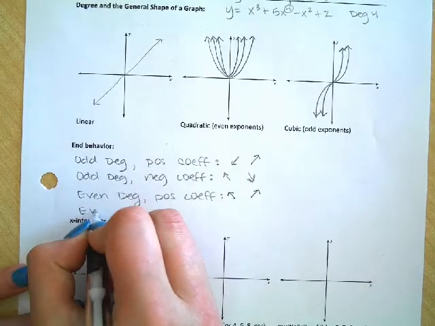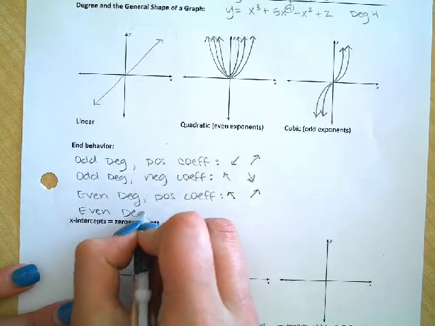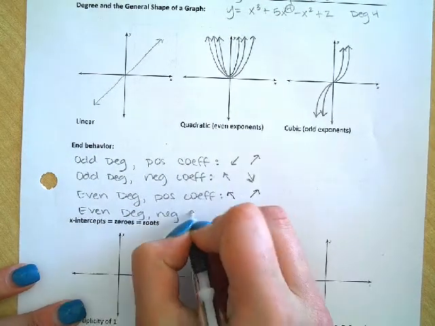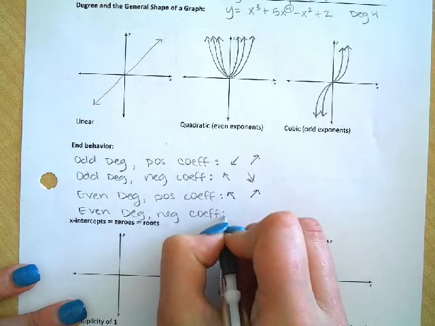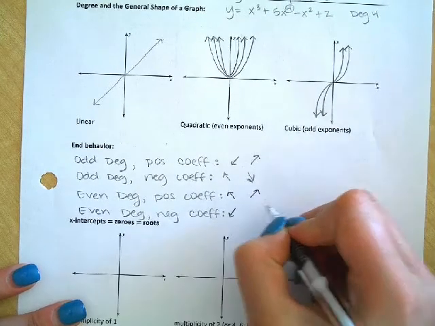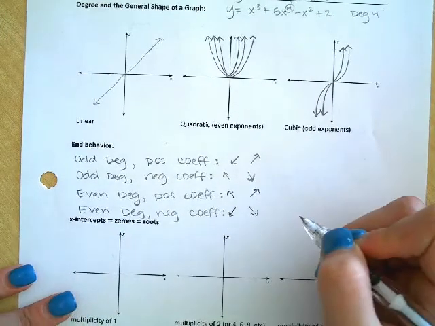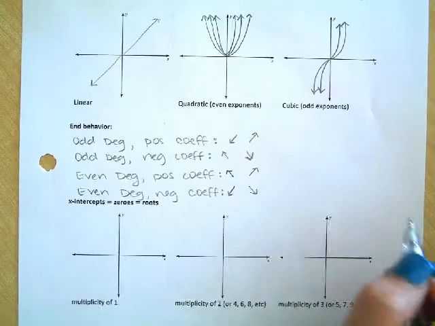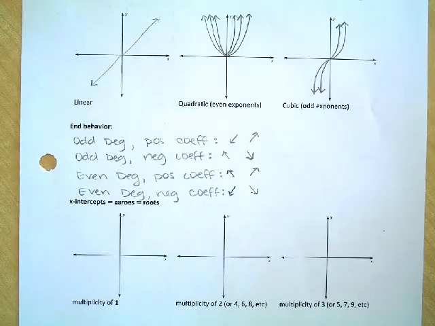If we have an even degree and a negative coefficient, that means if I put a negative in the very front of the equation, we would go down to the left and down to the right. Okay, so it's important to be able to count and figure out what the degree is and to be able to understand if the graph has a negative coefficient or a positive coefficient, because that will make a difference about where the arrows end up. And that's where we're going to start.